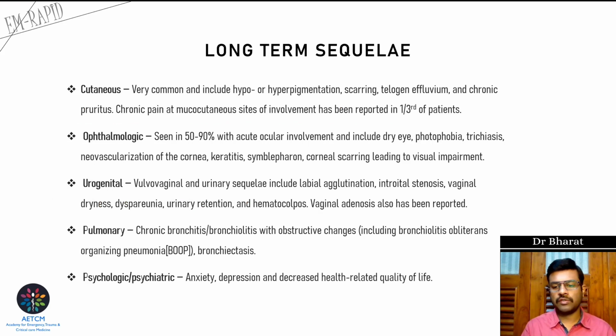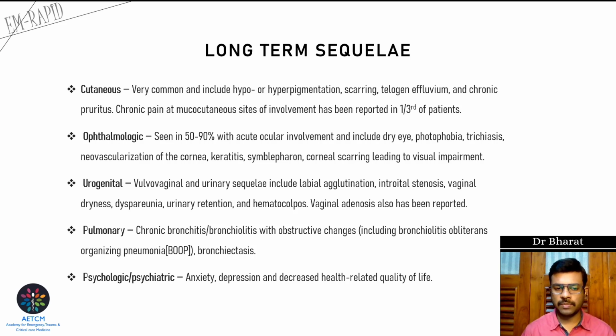Now coming to the long-term sequelae following SJS/TEN. Cutaneous manifestations are very common and include hypo- or hyperpigmentation, scarring, telogen effluvium, and chronic pruritus. Chronic pain and mucocutaneous sites of involvement have been reported in one third of patients. Ophthalmologic sequelae are the most common, with around 50 to 90% of patients with acute ocular involvement having long-term sequelae, including dry eye, photophobia, trichiasis, neovascularization of the cornea, keratitis, symblepharon, corneal scarring, and even visual impairment.